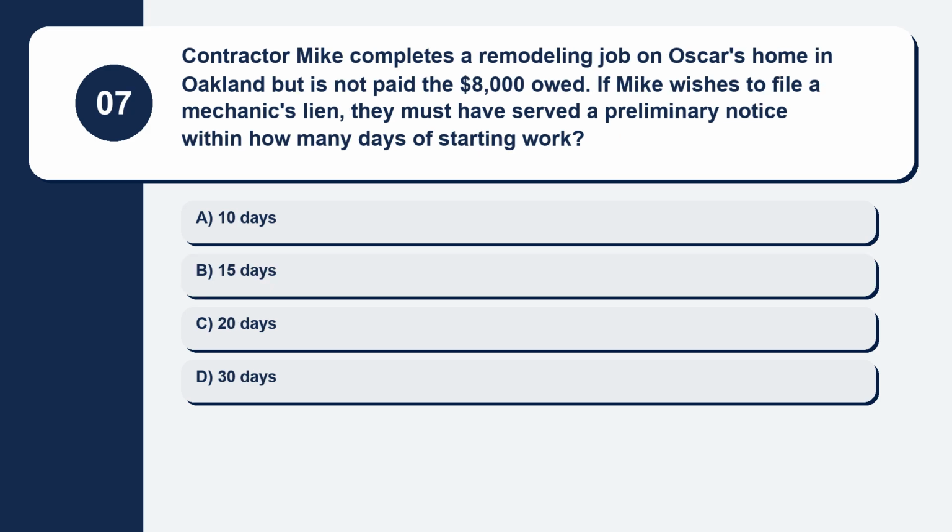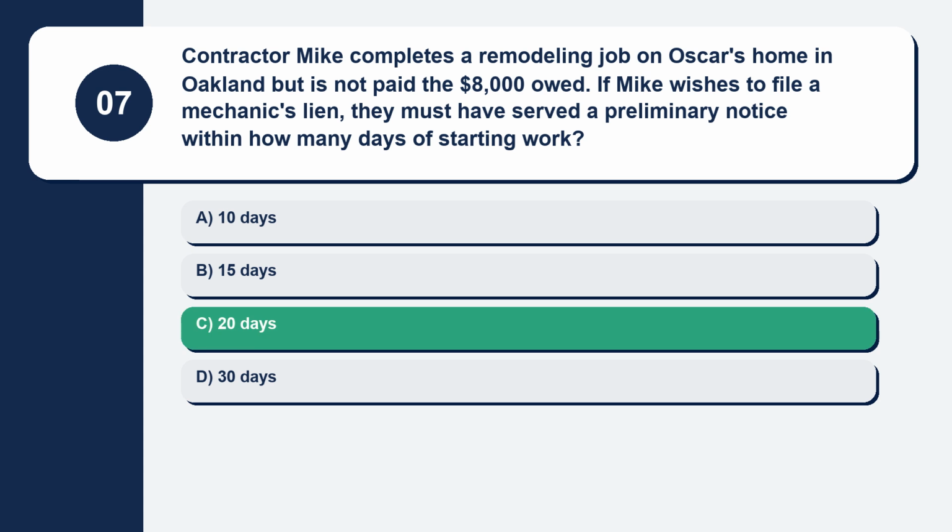Question 7. Contractor Mike completes a remodeling job on Oscar's home in Oakland but is not paid the $8,000 owed. If Mike wishes to file a mechanic's lien, they must have served a preliminary notice within how many days of starting work? Here are your options. Option A, 10 days. Option B, 15 days. Option C, 20 days. Option D, 30 days. The correct answer is option C, 20 days.